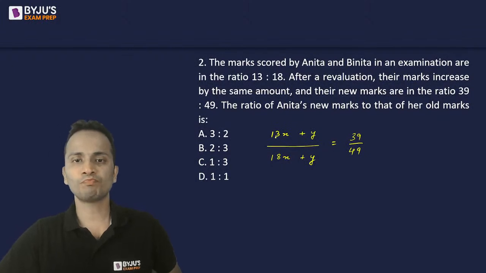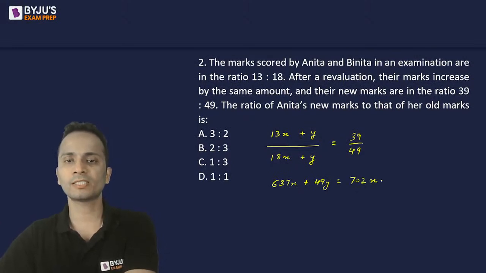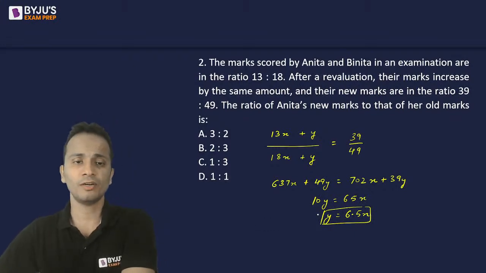Okay, so 13 into 49, so it will be 650 minus 13, 637x plus 49y is equal to 18 into 39, 720 minus 18, 702x plus 39y. Okay, so I can say that 10y is equal to 65x. So the value of y is equal to 6.5x. All right, so this is the relation between x and y that I have obtained, right?